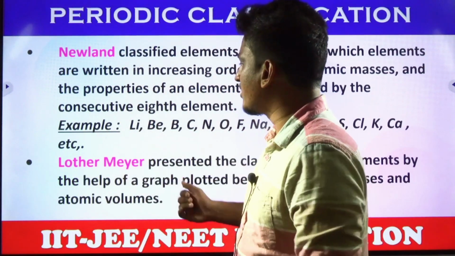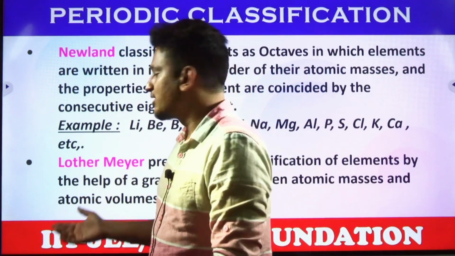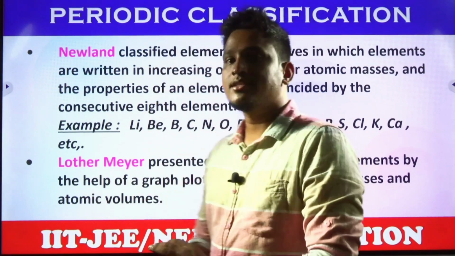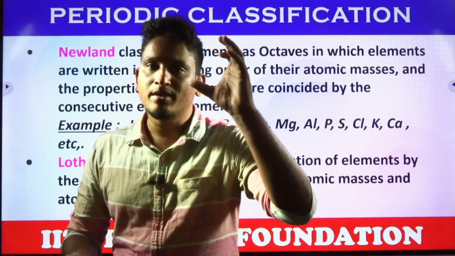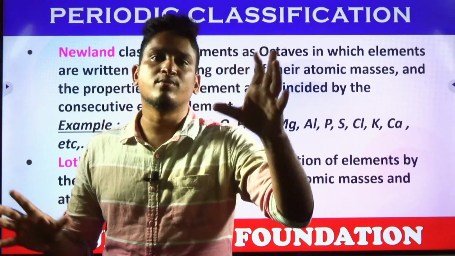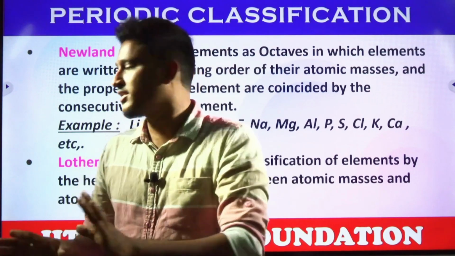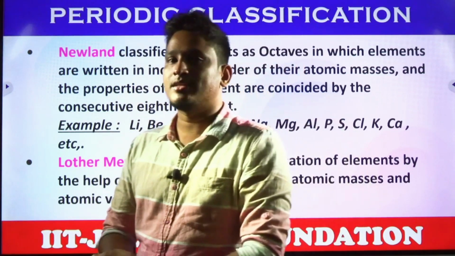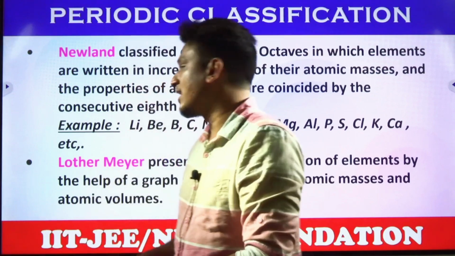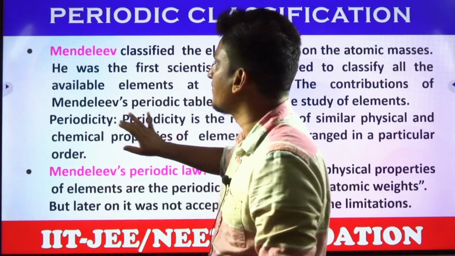Next classification is done by the scientist Lothar Meyer, and he classified the elements based on atomic masses and atomic volumes by plotting a graph with atomic masses and atomic volume. So this is also not a significant classification. Not all the elements were classified, and many errors are there in this classification also.